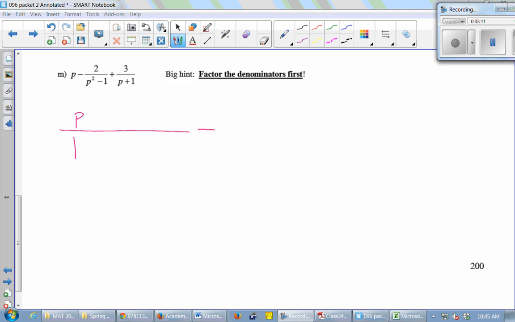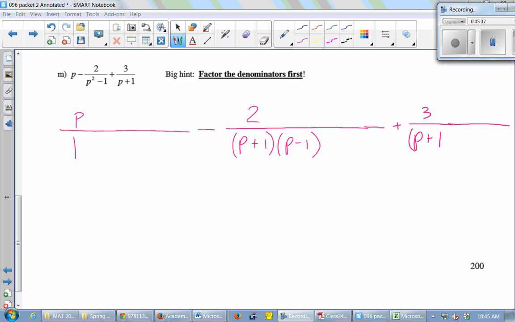Then I'm going to have minus 2 over, and how does P squared minus 1 factor? P plus 1, P minus 1. And I'm leaving some space in case I need some more room to build the common denominator. And then I have 3 over P plus 1, and P plus 1 cannot factor any further, so I just leave it like that.